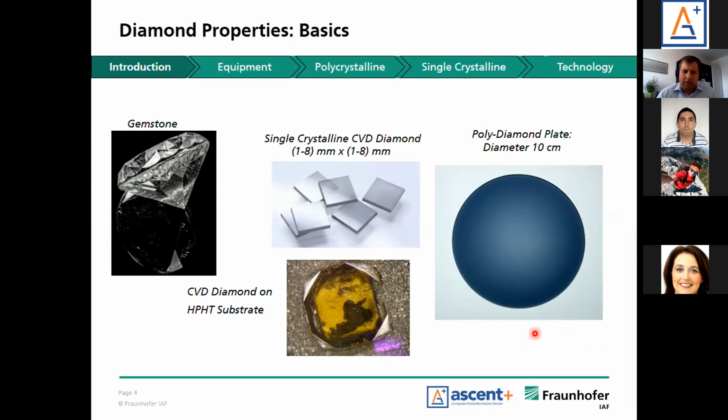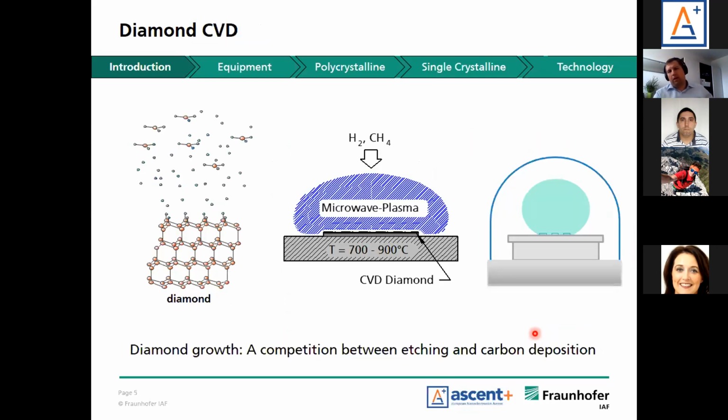So how is diamond grown? Ideally, the best diamond is grown on another diamond. So you're basically increasing the size of the crystal by adding other carbon atoms to the lattice. This is a typical diamond lattice, a cubic lattice. Atomic distance is about 3.57 angstrom.